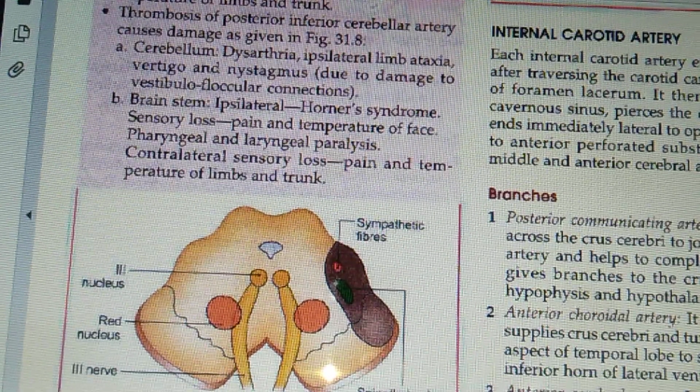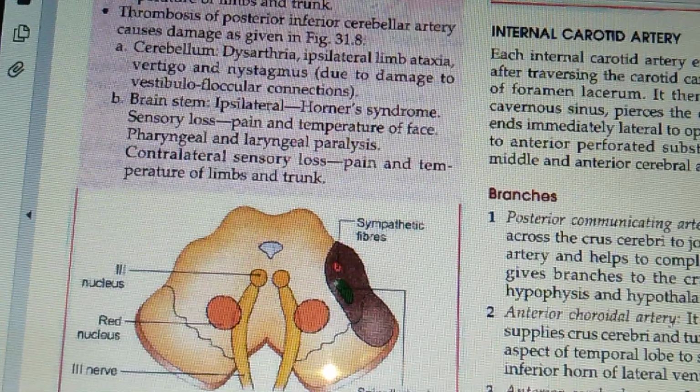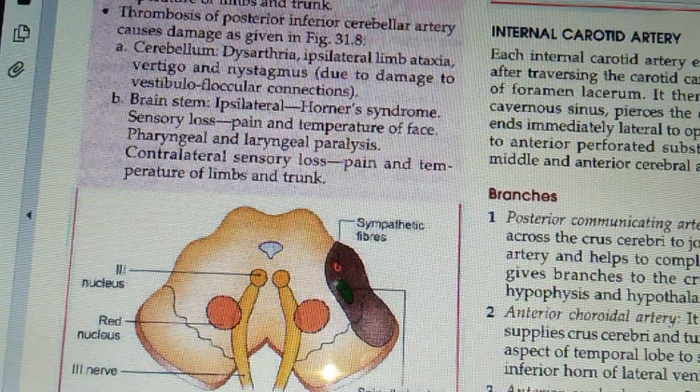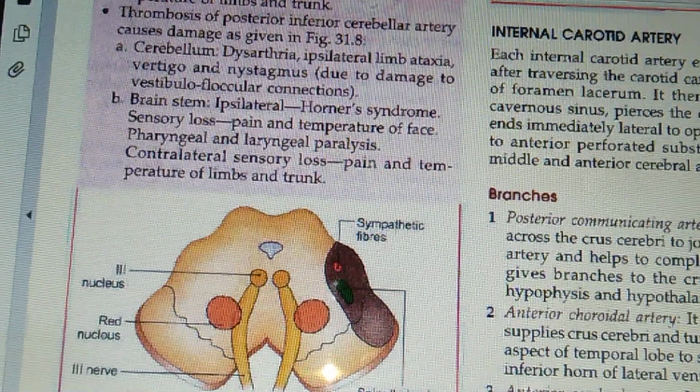Okay, so that is all about the applied anatomy of the vertebral and the basilar arteries. In the next video, we will be learning about internal carotid artery.